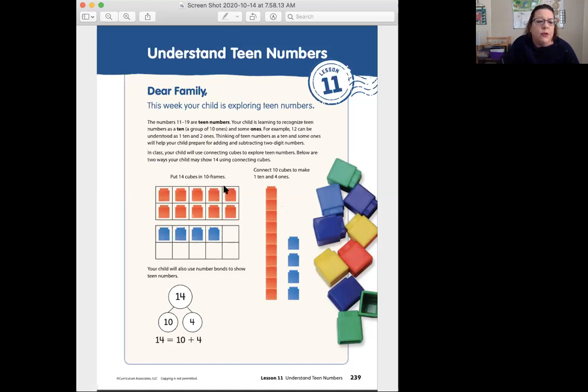So if we're doing 14, if you look at the number 14, and I'm going to divide this out, you can see that you have a group of 10s and you have a group of 1s.